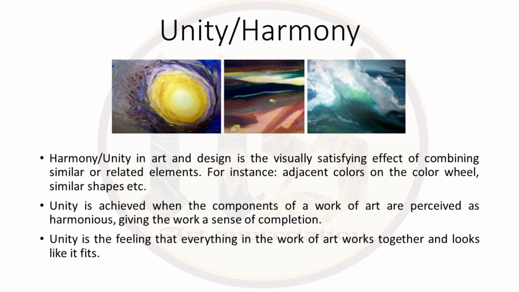Now we come to the last principles, unity and harmony. They can be done separately, but since they are interrelated, we will do them together. Harmony and unity in art and design is a visually satisfying effect. That means it's done and complete. It is achieved by combining similar or related elements, for instance, adjacent colors on the color wheel, similar shapes, etc. Unity is achieved when the components of a work of art are perceived as harmonious, giving the work a sense of completion. It is a feeling that everything fits together and works together.